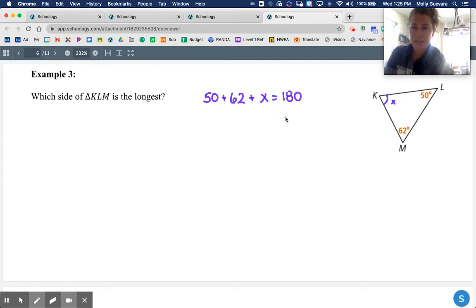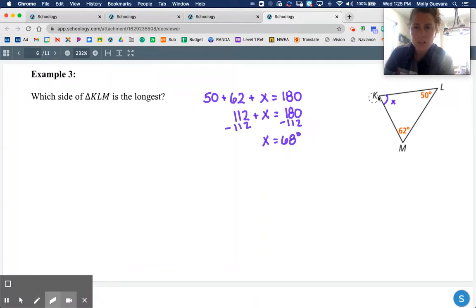So hopefully that makes sense there. When I add these together, I get 112 plus X equals 180. Subtract 112, subtract 112, and X is equal to 68 degrees. So I can go back and erase this and plug in what it is. It's 68.